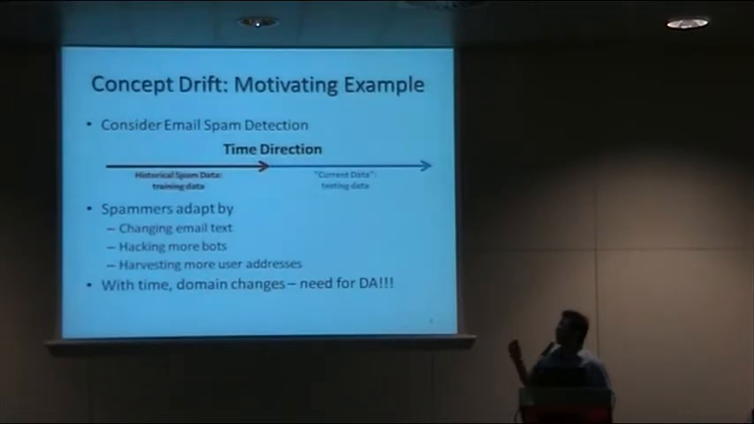All right. So now I'm going to introduce something which is key to our approach, and it's called concept drift. To illustrate this, I'm going to use the example of email spam detection. In email spam detection, typically you train on historical spam data, and then you test on the current data. But what happens with spam is that the distribution changes over time, because spammers keep evolving and adapting to whatever spam detectors you might have. They adapt in particular by changing the email text, hacking more computers, harvesting more user addresses, and so forth. Overall, the idea is that with time, the domain changes in email spam detection, and hence there is a need for domain adaptation for spam detection.